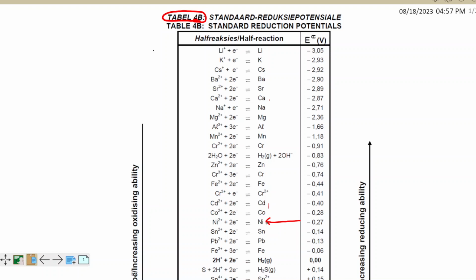So you can see this is your nickel 2 plus ion plus 2 electrons, and on my right I have the nickel in a solid form. Then you look at the potential there for the nickel is negative 0.27 volts. That is the potential for the nickel. Okay, I'm going to come back now. Let us look for the second one.